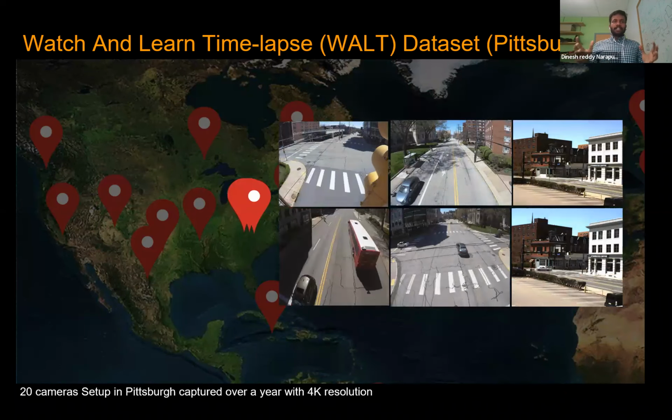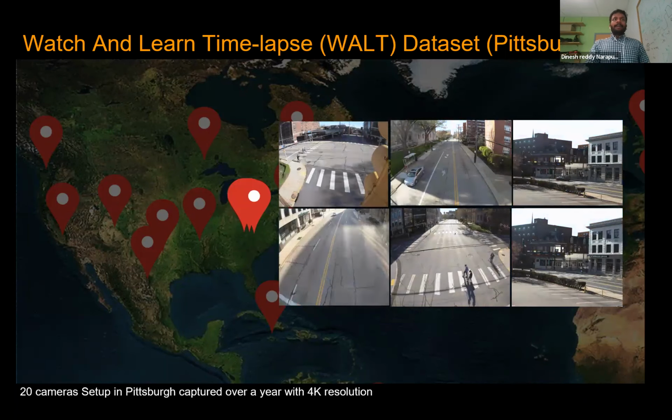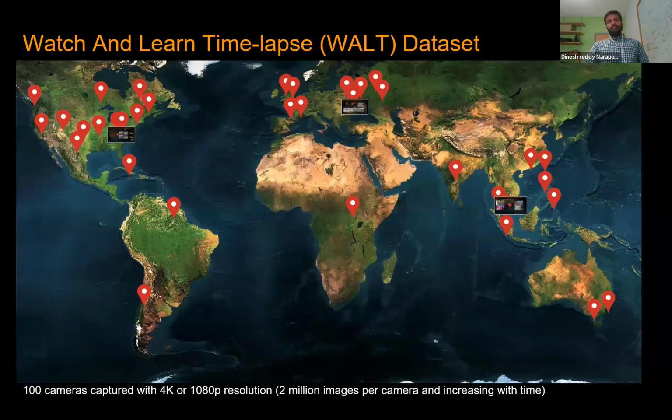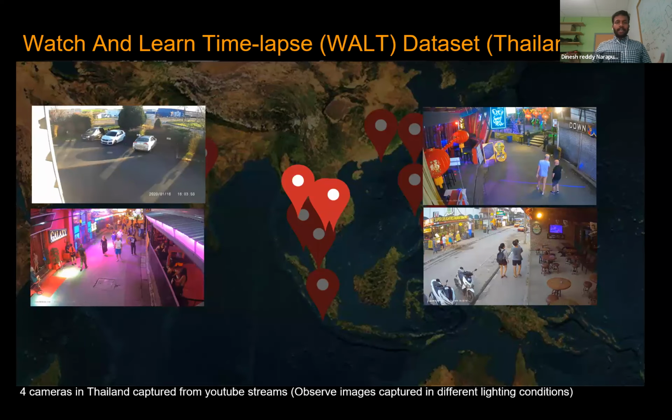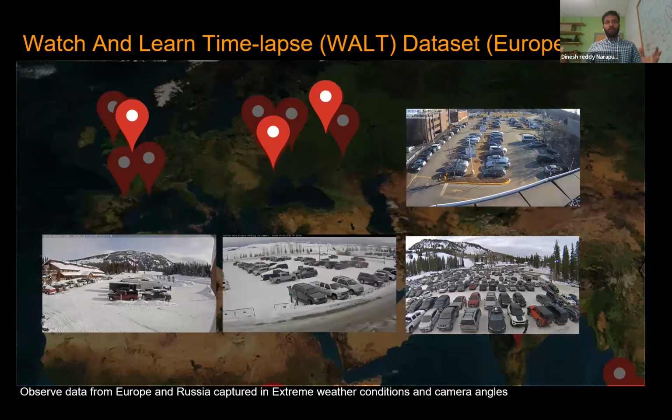So we have a very large dataset at this point, with cameras capturing for a long period of time. And we need not constrain ourselves to just our own cameras. You can just take any YouTube camera. Here you observe we captured in Thailand, where people are walking around in different lighting conditions. Similarly, we captured in Europe and Russia, where there is snow and different weather conditions and different camera angles. So it's a very nice large dataset with different views.